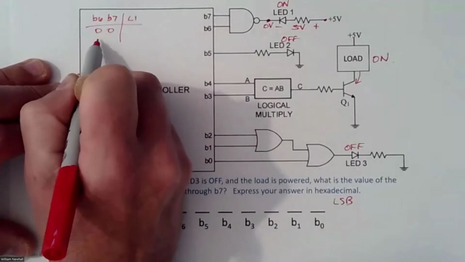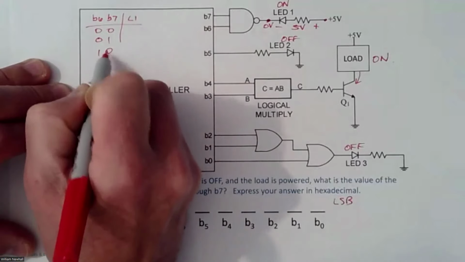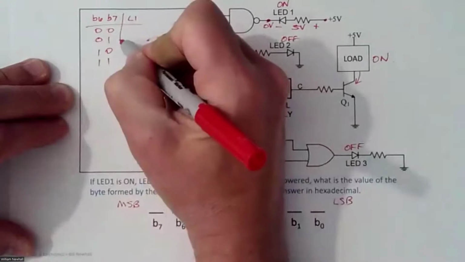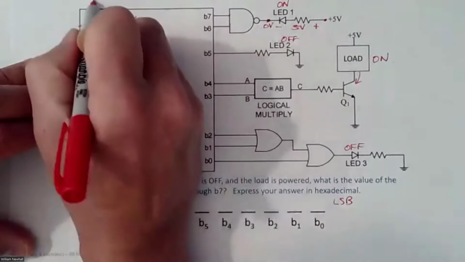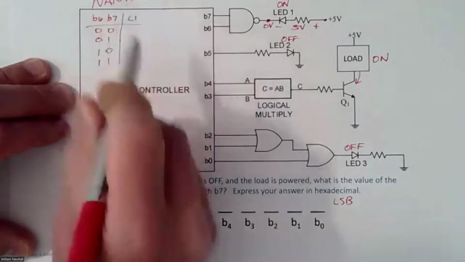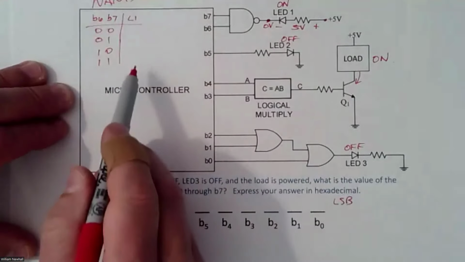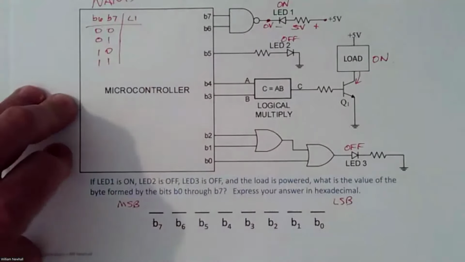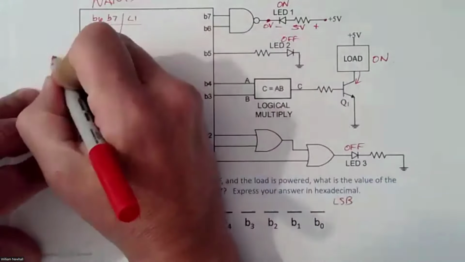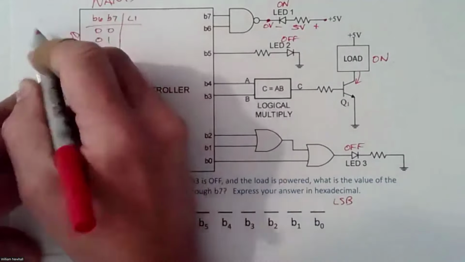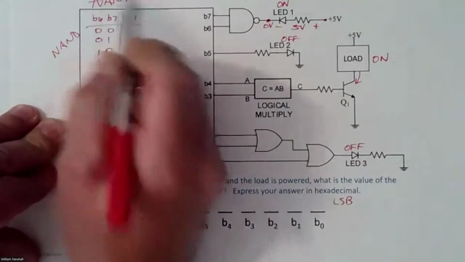If I list all possible combinations of inputs for the NAND gate, this is NAND. I'm writing this inside the microcontroller. I didn't really intend that to happen. I'm just using a scrap area here. So this is, oops, I went off the screen, NAND. So this table is for a NAND gate.